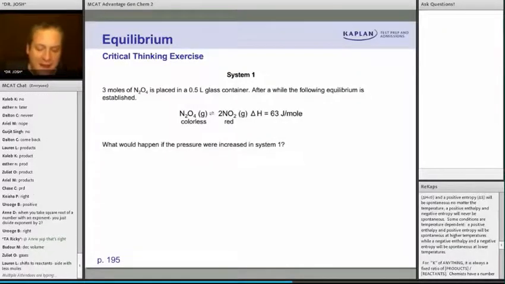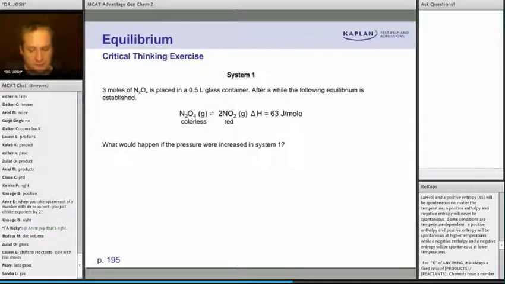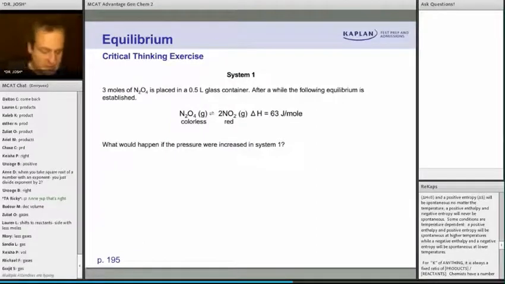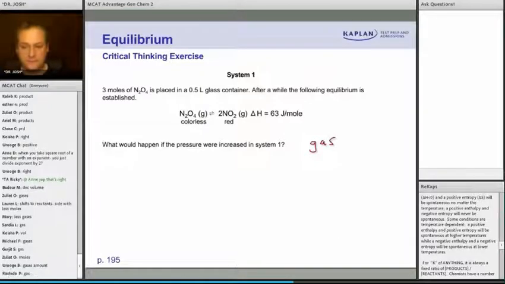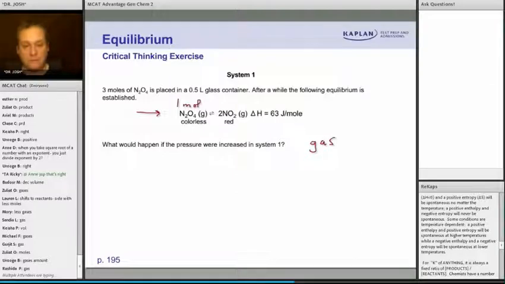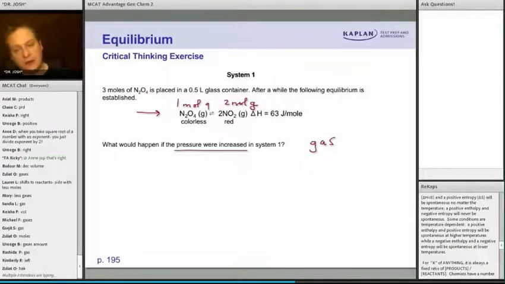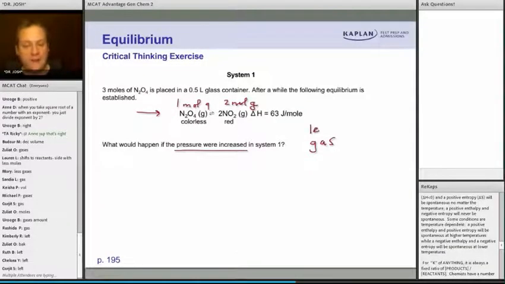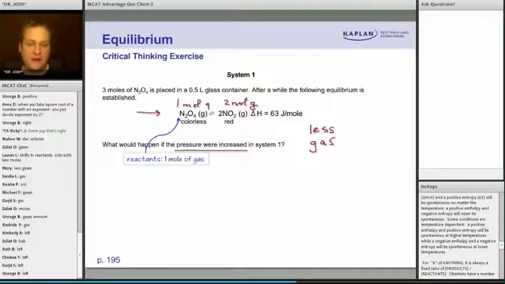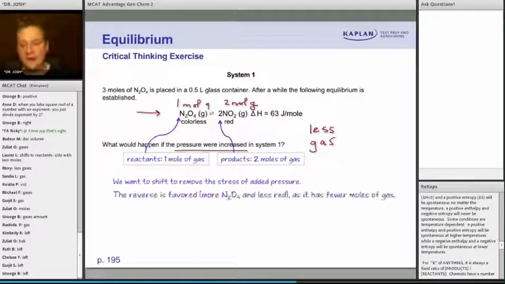What do we pay attention to for pressure increases? Yeah, gas. All that matters here is gas. So notice the left side. There's 1 mole of gas. Notice the right side. There's 2 moles of gas. Which way should you shift if the pressure goes up? And notice if pressure goes up, we know that means less gas, which means there it is.